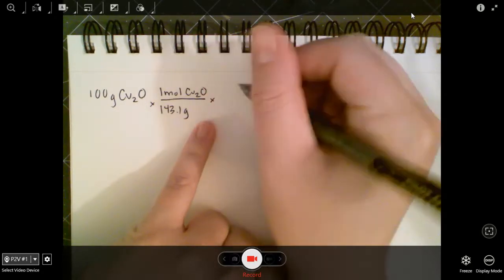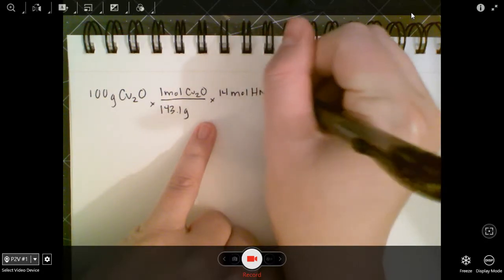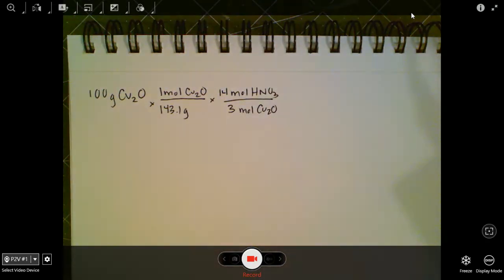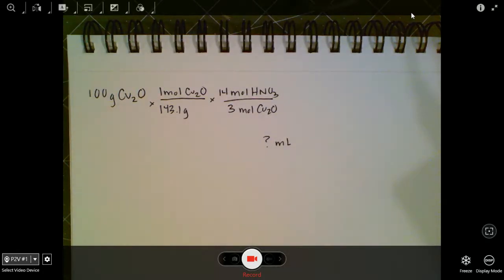Now we're starting with copper 1 oxide, or cuprous oxide they call it, and we're solving for nitric acid, which is HNO3. So if you looked back to our starting problem, there are 14 moles of HNO3 for every 3 moles of Cu2O. Okay, so when we think about our problem here, it's asking us to figure out how many milliliters of a certain molarity solution we are solving for. So we are looking for some milliliters, or some sort of volume, that you need to figure out for this problem.